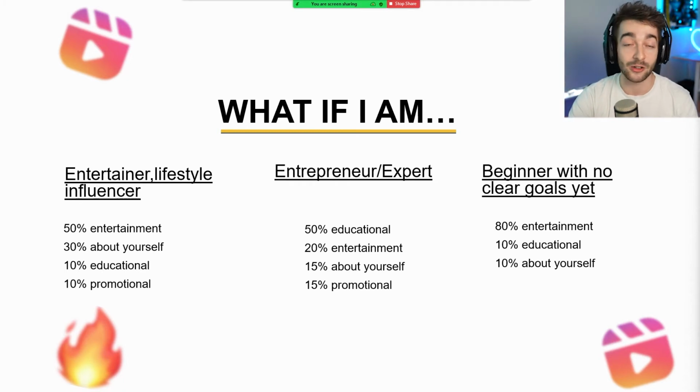If you're an entertainer or lifestyle influencer, right, you post vlogs on YouTube, you should be focusing on creating 50% of your content to be entertainment reels. Then 30% of that is going to be about yourself. Okay, now why is this important? Because you're a lifestyle influencer, you're an entertainer. People want to laugh. I have creators that I follow where I just want to relax, I just want to laugh, I just want to have fun. I don't want to be working all the time. Okay, so this is important.